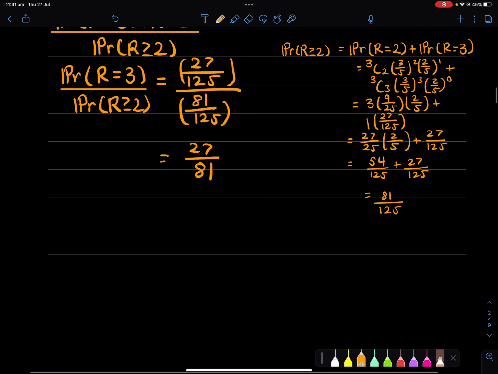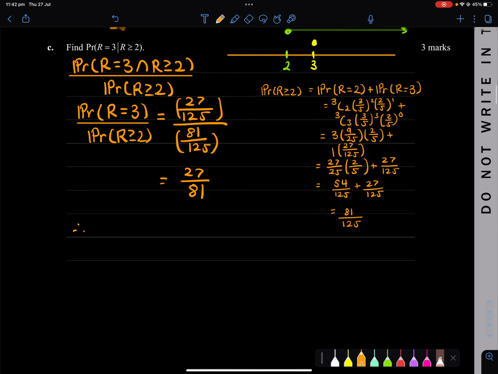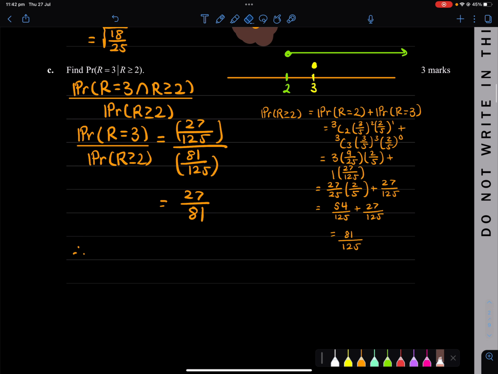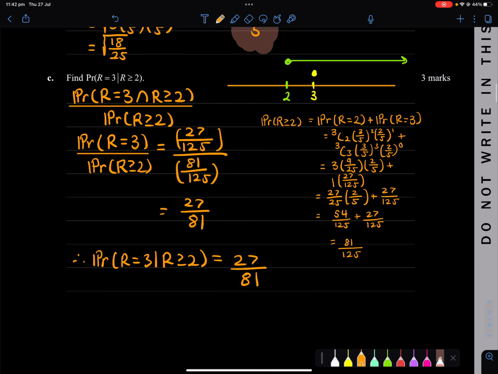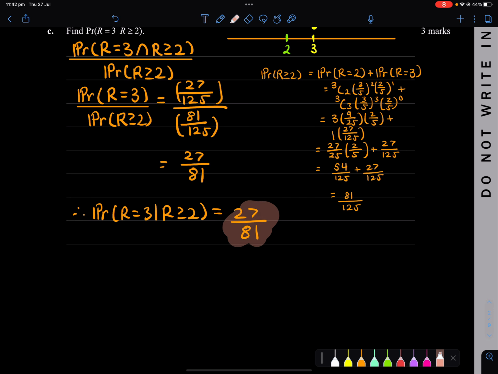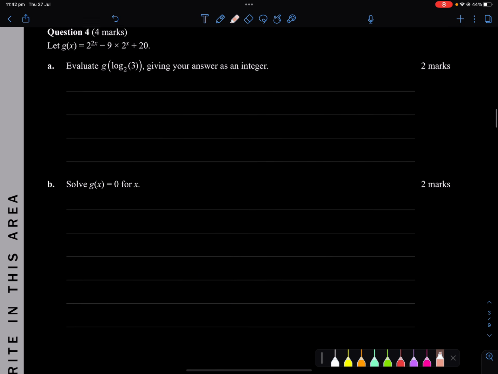So, therefore, I'm just going to write this as the final answer. Your probability, when r equals 3 given r is greater than or equal to 2, is equal to 27 over 81. Okay, I hope that's right. I'm just going to highlight that. Okay, let's move on to the next question.